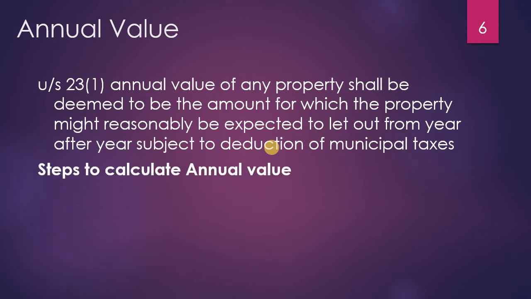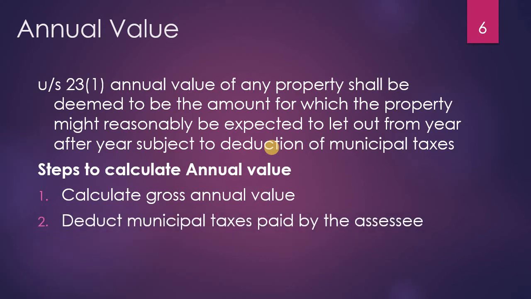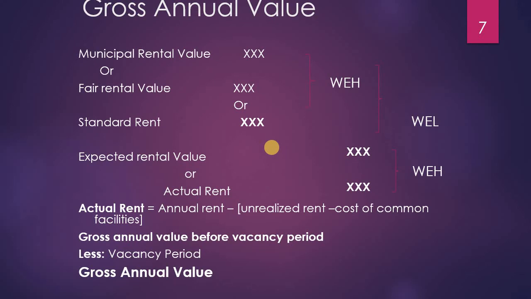Then the steps to calculate the annual value. Very simple, two steps are there. First one is to calculate the gross annual value, and second one is to calculate the annual value by deducting the municipal taxes. So let's calculate the gross annual value. To calculate the gross annual value, we should have these values: municipal rental value, fair rental value, standard rent, expected rental value, and actual rent. These five values may be there or may not be there. If even one value is there, we can definitely arrive at the annual value, or if you have only actual rent, you can arrive at the annual value. There is no compulsion that all five values should be there, but if they are there, then we have to compare certain values.